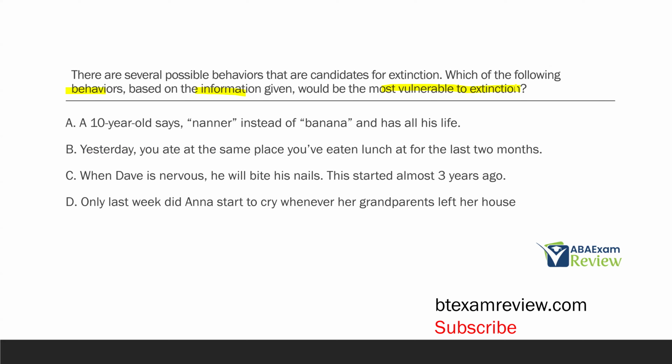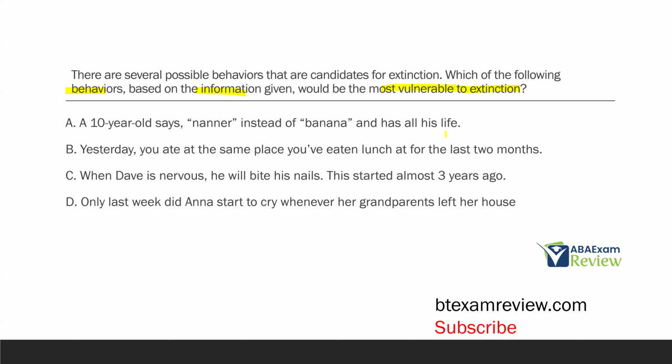And so if you think about it logically, a behavior that has received more reinforcement or reinforcement for a longer amount of time is more likely going to be resistant to extinction. And so behaviors that are vulnerable to extinction typically receive less reinforcement or have received reinforcement for a less amount of time. So let's look at A. A 10-year-old says nanner instead of banana and has all his life. So for 10 years, this 10-year-old has engaged in this behavior and received reinforcement. That behavior is not very vulnerable to extinction given the history.